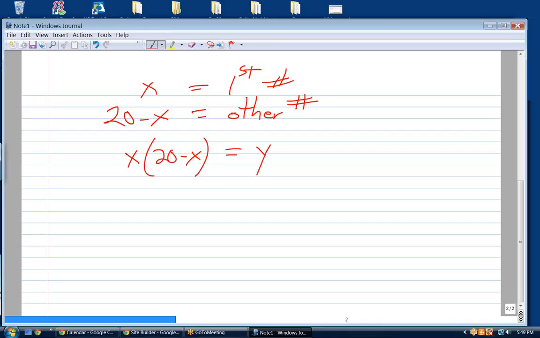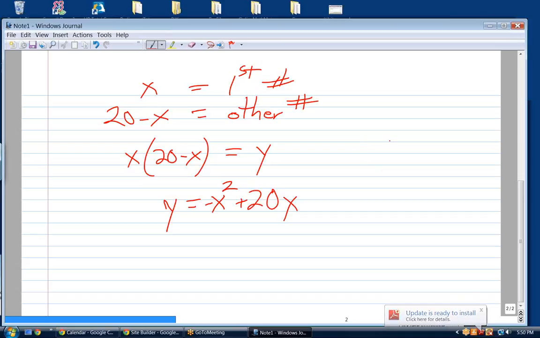Alright, and then I think you just plug it in. This one was easy. You just plug it into the calculator, right, to graph it? Yeah, y equals x times (20 minus x), which is negative x squared plus 20x. This is dumb and hard.